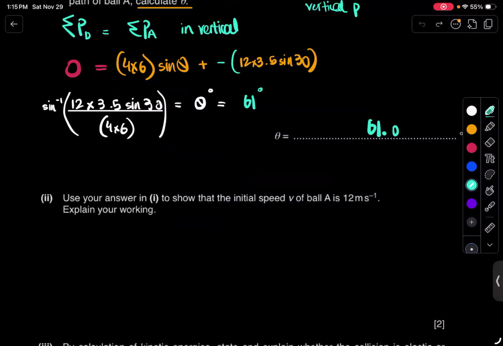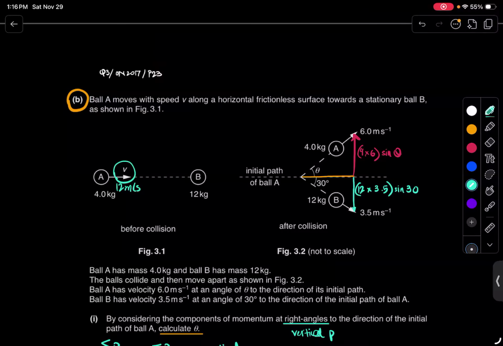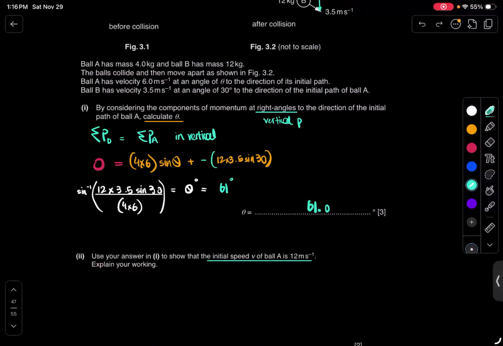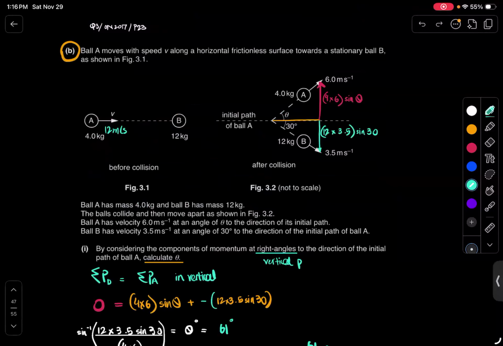Yeah. Anya, okay. Now, use your answer in 1 to show that the initial speed v of the ball is 12 meters per second. So he's saying to calculate this as 12 meters per second. We have not been given this. You've got to prove that it's 12 meters per second. Now, how do we prove that? Okay, now we have theta.